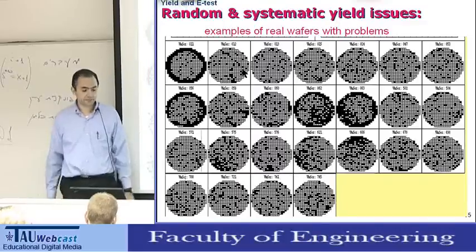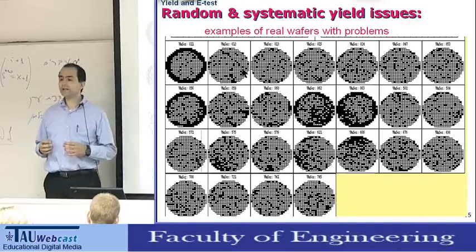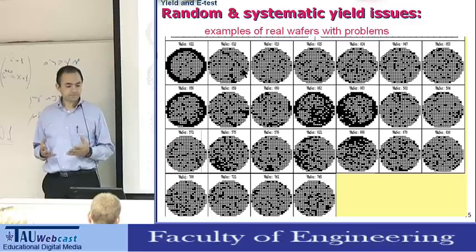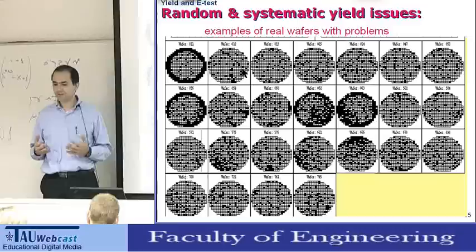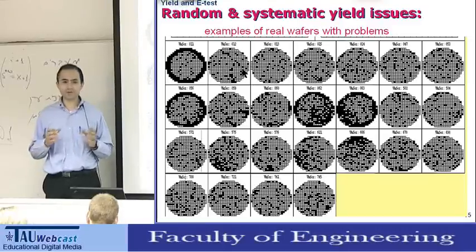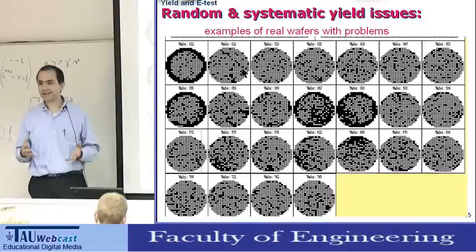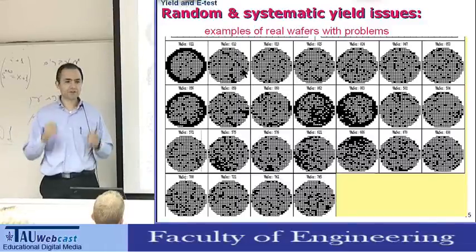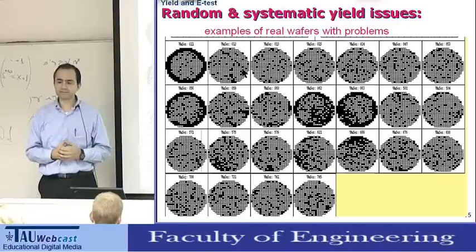Okay? So, just a moment. Doing yield analysis, if you want to do it well, you need a very good eye. And when you look at the maps of the wafers, you get a lot of hints. And many times it helps you just from looking understand where is the problem. Was there a question?